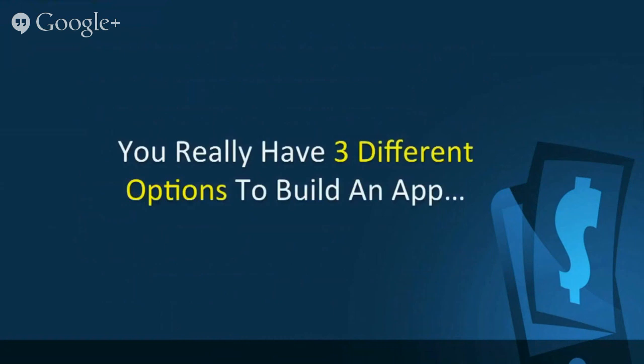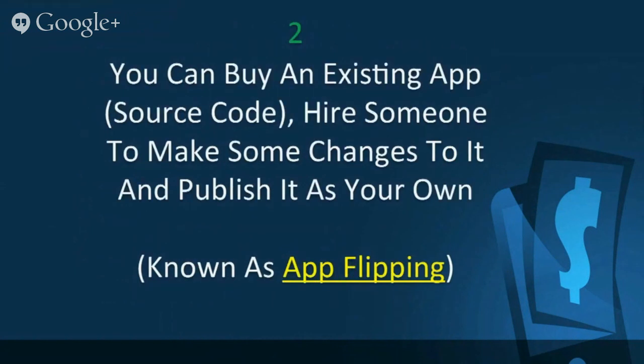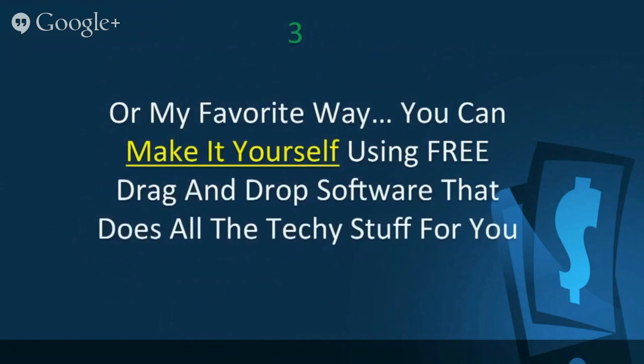Well, you really have three different options to build an app. You can hire somebody on Odesk or Elance or other freelance websites to make the app for you. This is commonly known as outsourcing. Option number two, you can buy an existing app or source code, hire somebody to make some changes to it, and publish it as your own. This is commonly known as app flipping. Or three, which is my favorite way, you can make it yourself using free drag and drop software that does all of the techie stuff for you.